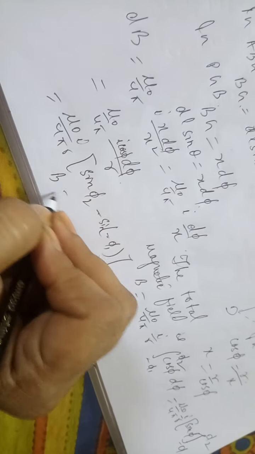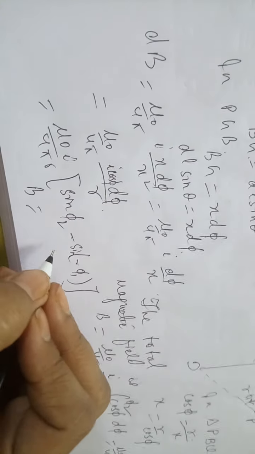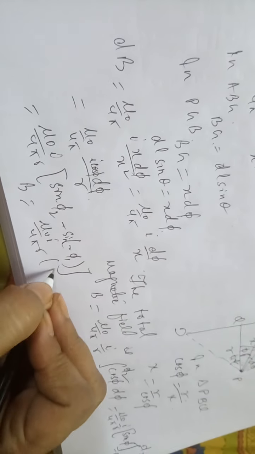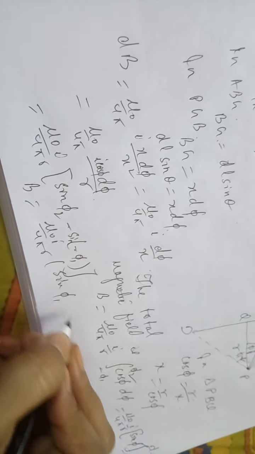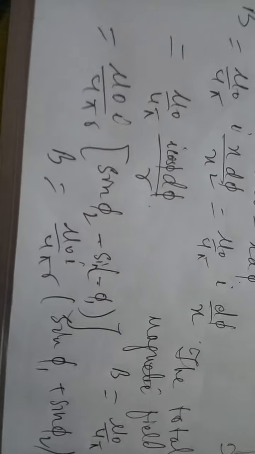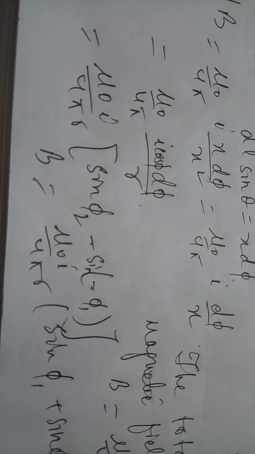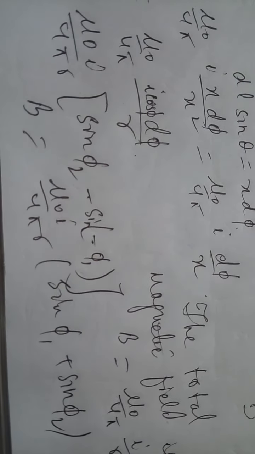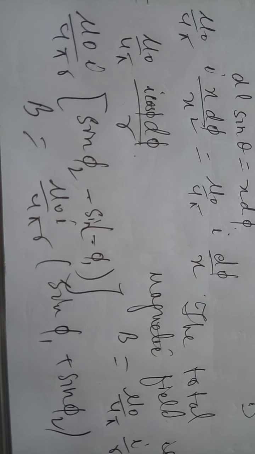So ultimately, what formula are we getting? B equals mu 0 I by 4 pi r times sin phi 1 plus sin phi 2. This is the main equation that we get. You can very well see, this is the main equation for the magnetic field due to a straight wire carrying current. I hope this is very clear.